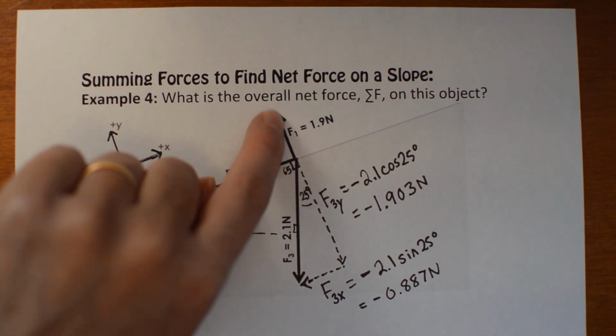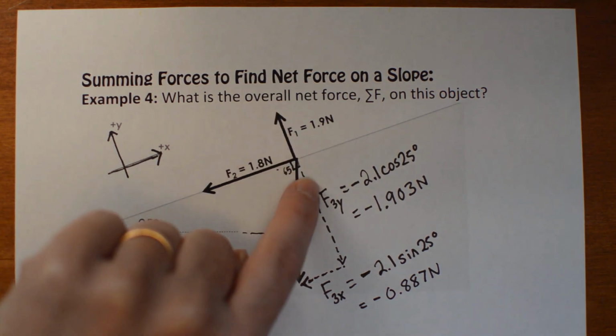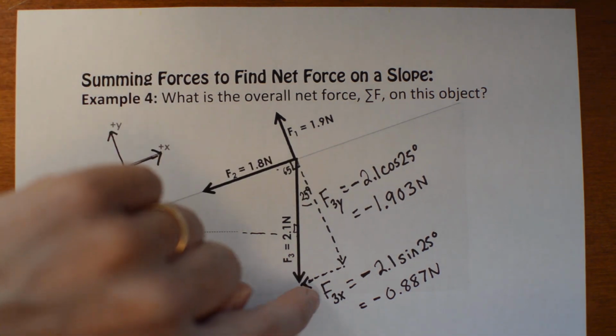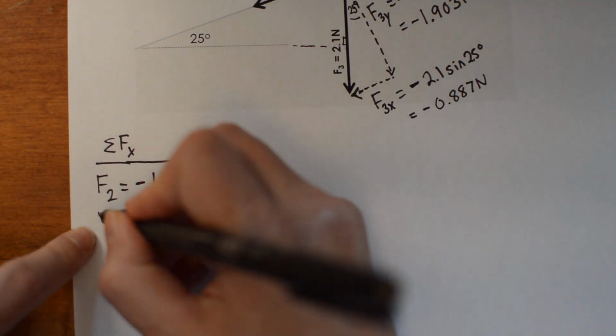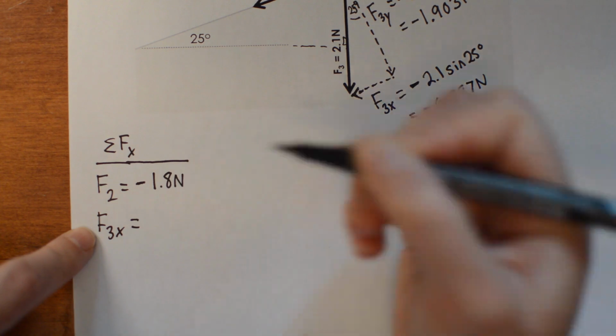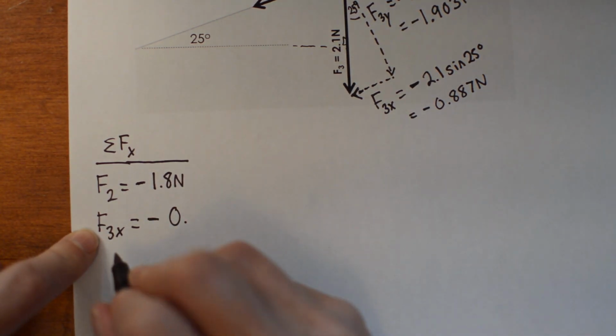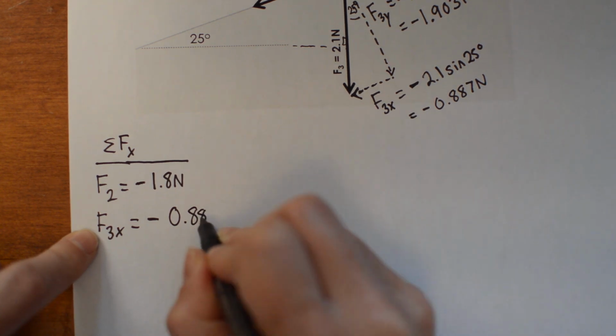F1 has no x component at all, right? That's perfectly in y. It's totally perpendicular to the hill. No component of F1 pulls you up or down. F3 is pulling you down though, so F3x is going to be negative 0.887 newtons.